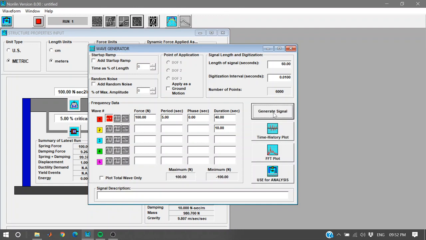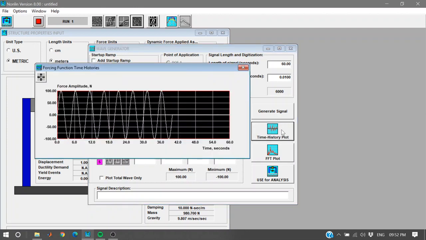Once the signal is generated, to view the time history plot or view the forcing function that we have created, we can click here. This is the forcing function that we have considered. See, from 0 this forcing function starts, it oscillates sinusoidally up to 40 seconds, and from 40 seconds up to 60 the force value is 0. So up to 40 it is a forced vibration, beyond 40 it behaves as if it is in free vibration case.